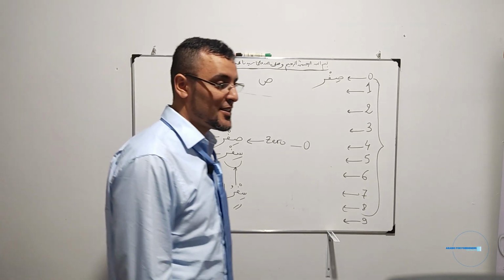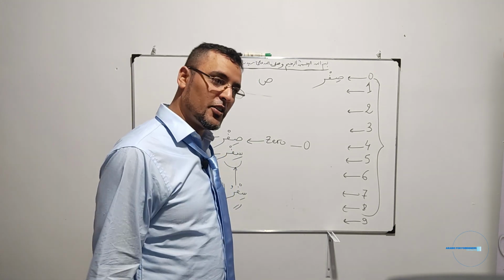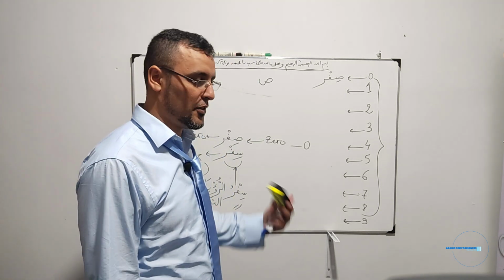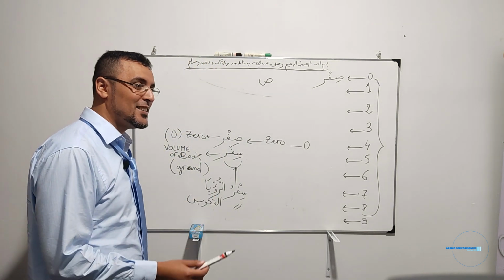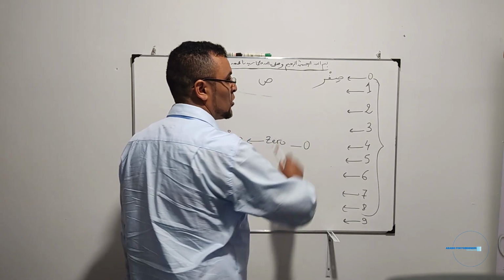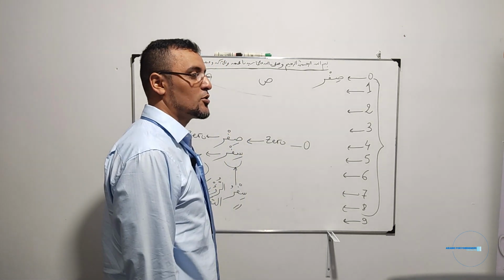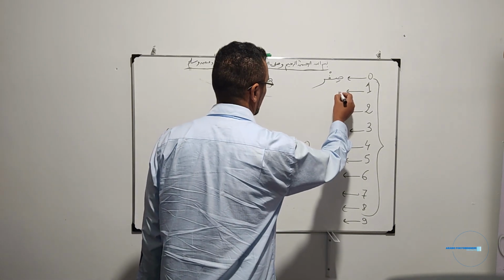Seen and sawed. We learned this before in the previous episode. We said sawed and seen. Yeah. So this is sifr. Okay? This one.